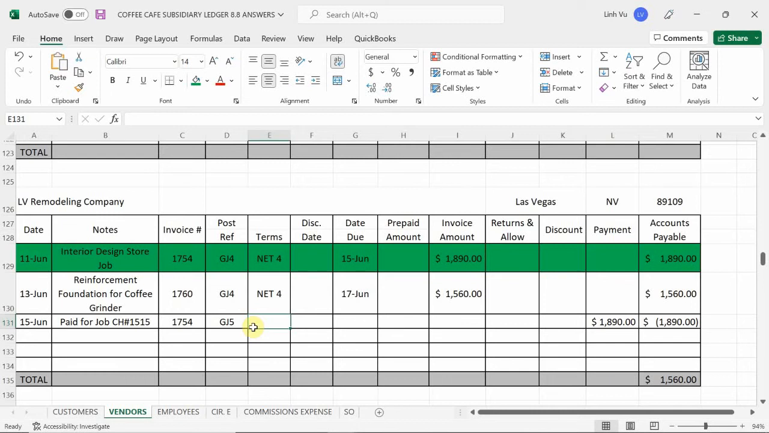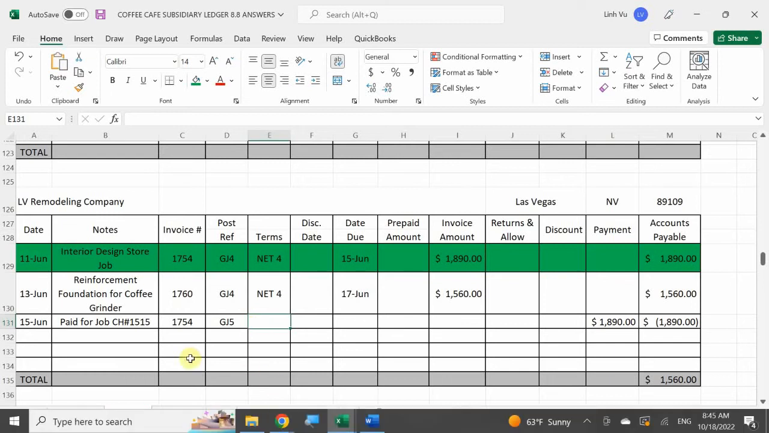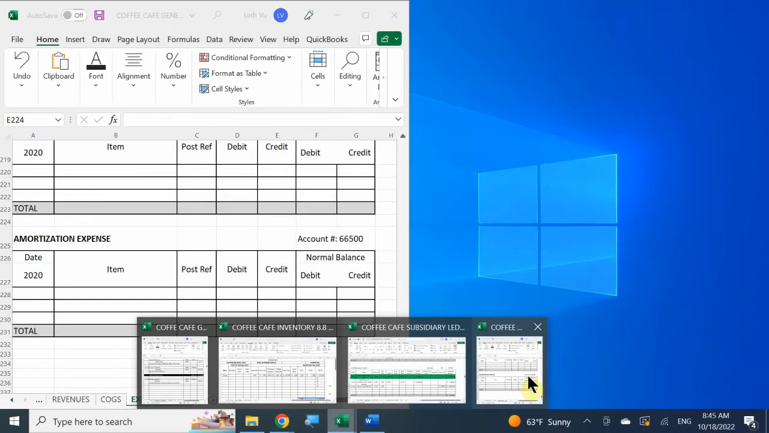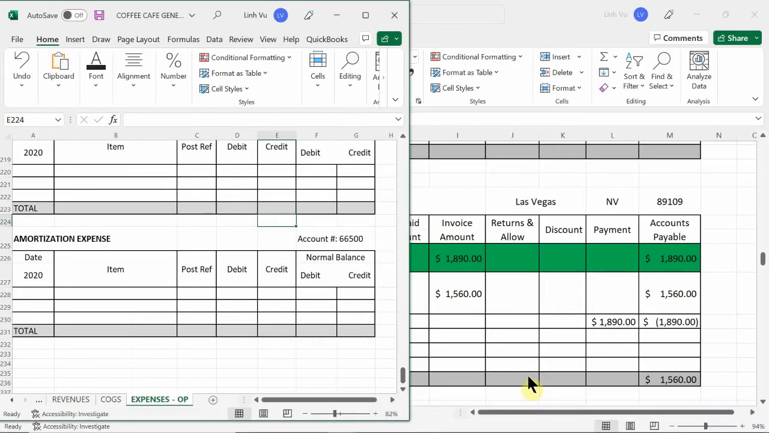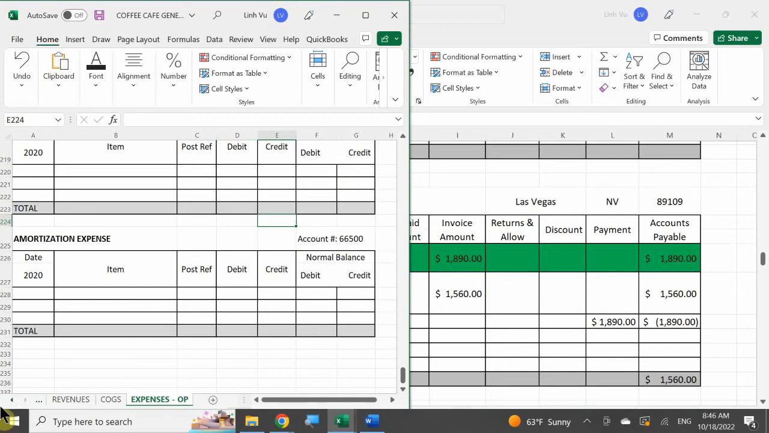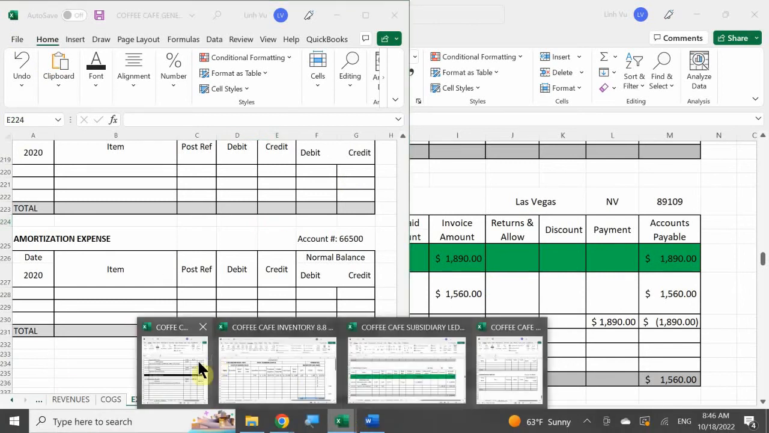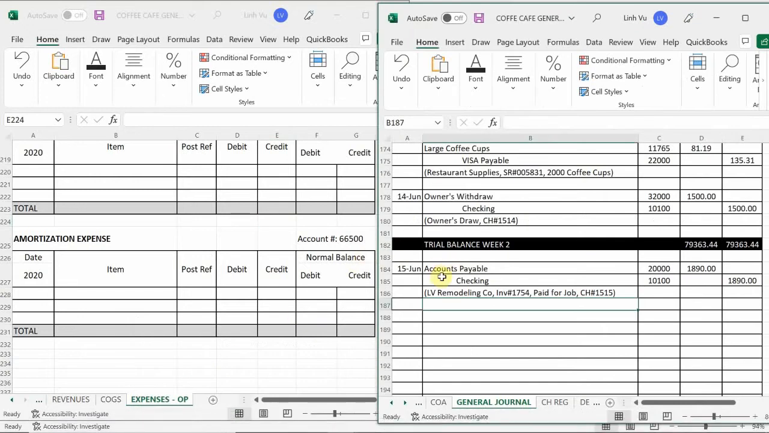We need to go ahead and put in the total to find out how much we got in checking. So we need to go to our general ledger to update our account balances, right? In this case, which account are we going to look at first? We're going to look at the checking.